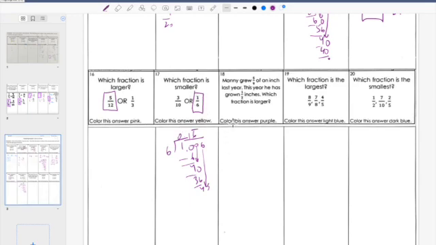Manny grew 5/9 of an inch last year. This year he has grown 1/2 an inch. Which fraction is larger? Well, 5/9 is larger because 4.5/9 would be 1/2.